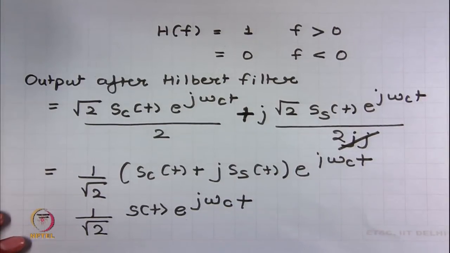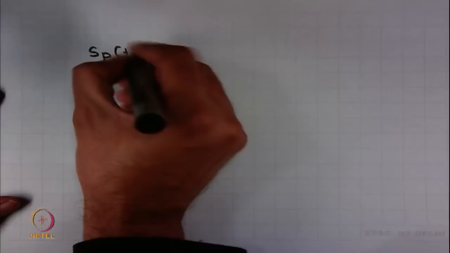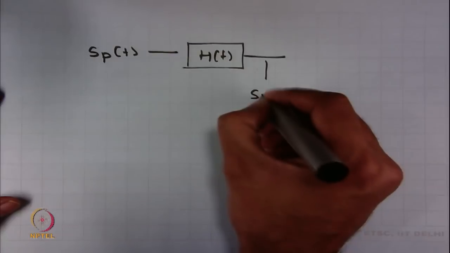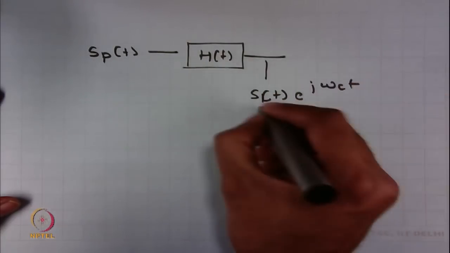So, let me draw this picture again. If you have S_p(t), you pass it through the Hilbert filter H(f), what you end up with is S(t) times e to the power jω_c t by root 2.